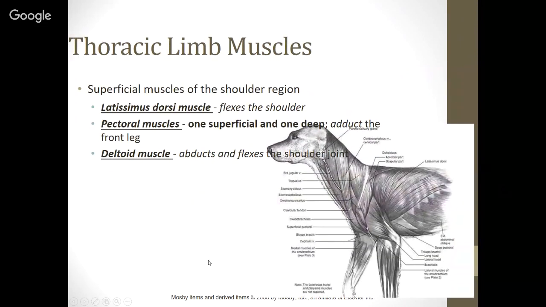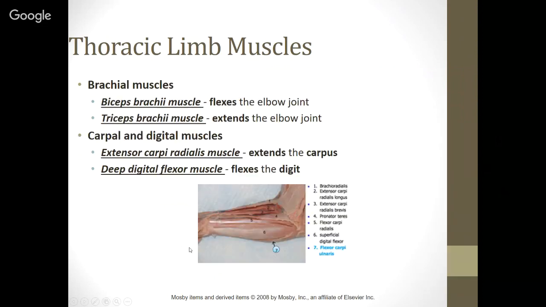Thoracic limb muscles, these are superficial muscles of the shoulder region. The latissimus dorsi is this great big trunk muscle here. It flexes the shoulder. The pectoral muscles, there's one superficial and one deep. They adduct the front leg, which means it brings it closer into the body. Abduct means to take away. So the deltoid muscle on the back takes away, abducts and flexes that shoulder joint. We're going to find all of these in dissection as well, so it'll make a lot more sense.